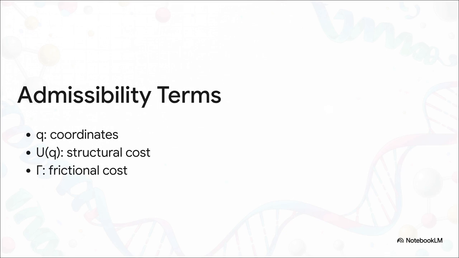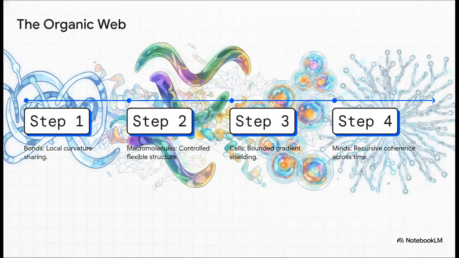For a functional fold to exist, this combined cost has to stay below a critical limit, acrit, across a useful range of motion. The molecule absolutely has to be able to move within its basin to perform its function without escaping into an aggregation trap or completely collapsing on itself. Zooming out to the grander narrative of life, we can see the steps perfectly building on each other. We started in step 1 with bonds, which allow for local curvature sharing. Now, here in step 2, macromolecules represent the very first organic web, controlled, flexible structure. They teach us the vital lesson that structure must move without losing itself.